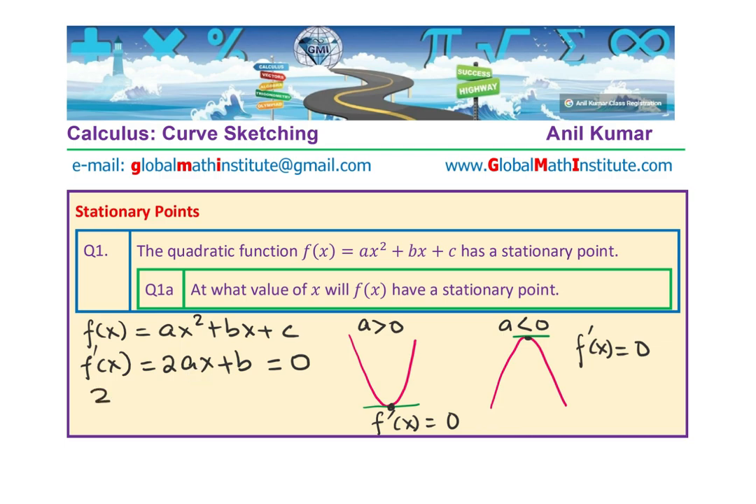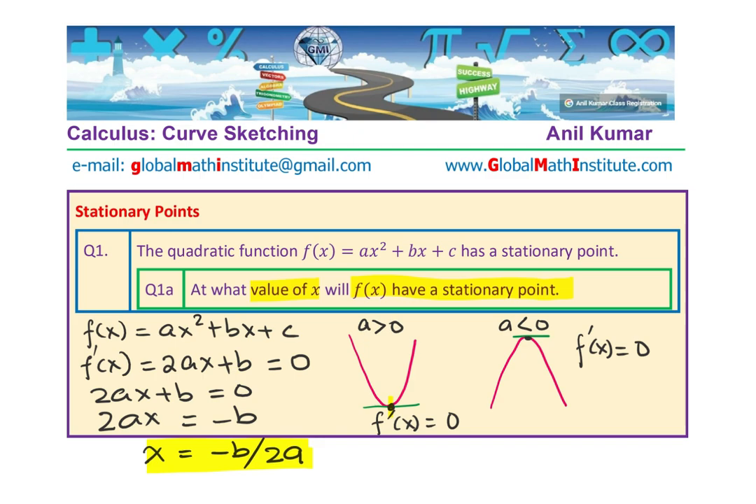So we get 2ax plus b equals 0, which means 2ax equals minus b. And we come to a very important conclusion that x is equal to minus b by 2a, correct? So definitely, we have found the value of x which is minus b by 2a. That is what we wanted to do. At what value of x will f of x have a stationary point? At minus b by 2a, it is going to have this stationary point. Is that clear to you?